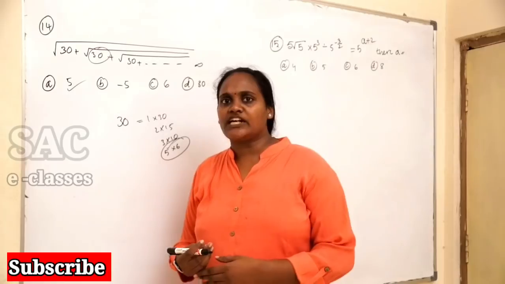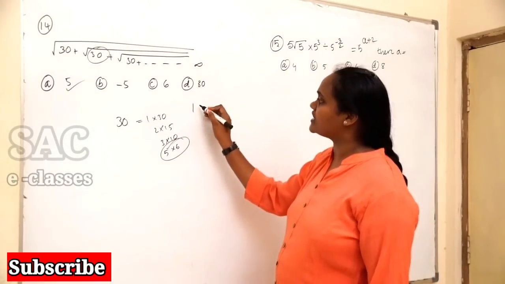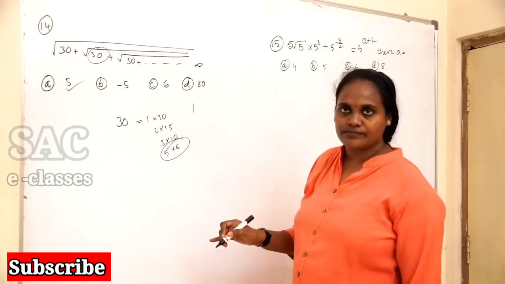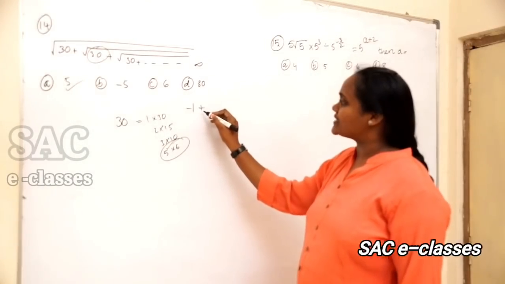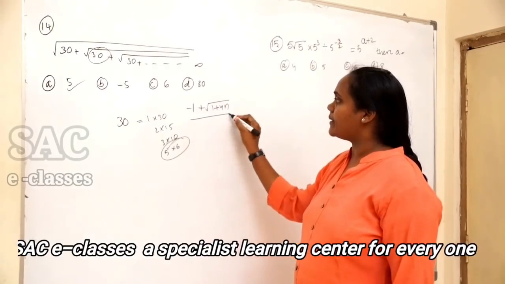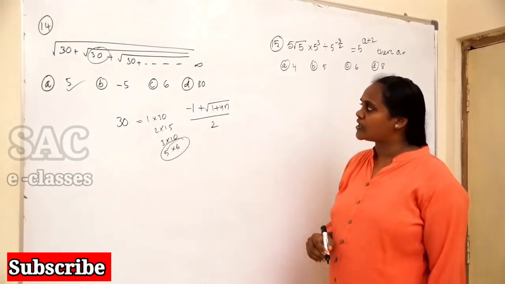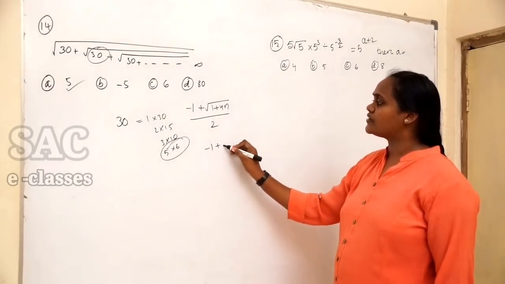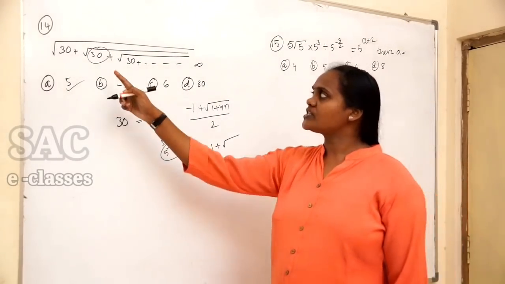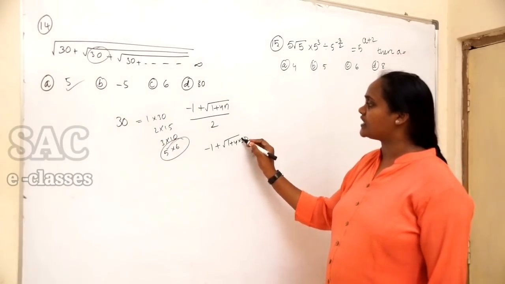Still, if you are having any doubt in what way we can do it, you can solve this problem by using the simple formula of (minus 1 plus root over 1 plus 4n) by 2. By using this formula also we can do it. Can you see what is the number here? 30. 1 plus 4 into 30 by 2.